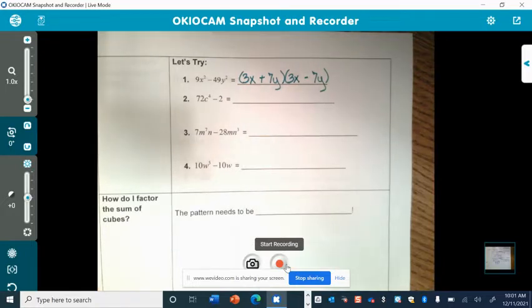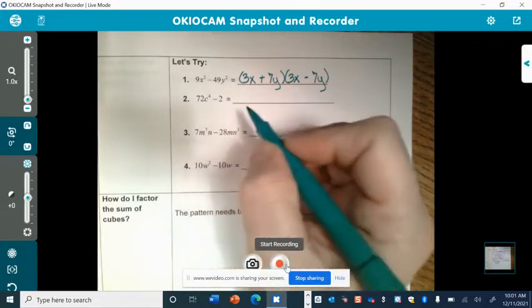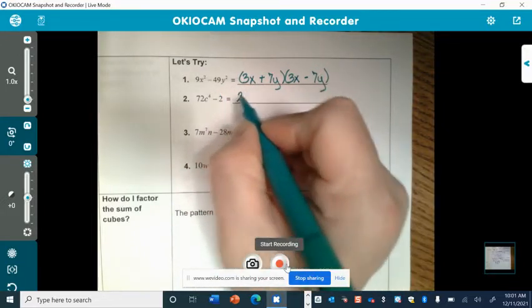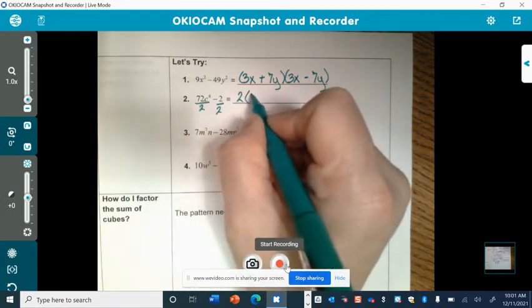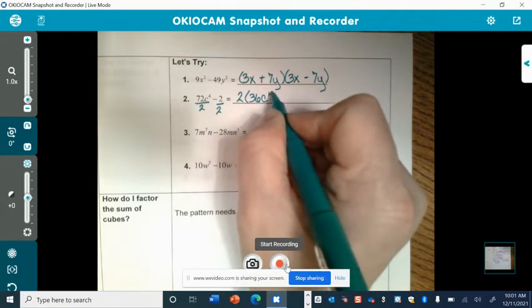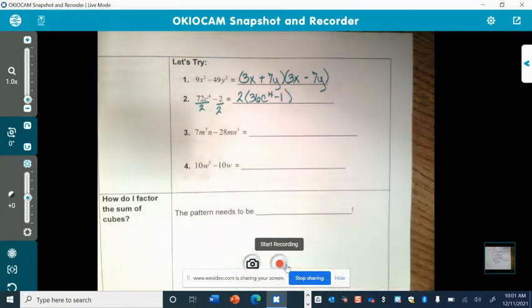All right, as I look at number 2, I do have a greatest common factor of 2. And this is going to leave me with 36c to the 4th minus 1. Now, I know 36 is a perfect square, and I know 1 is a perfect square, but what about that c to the 4th power?